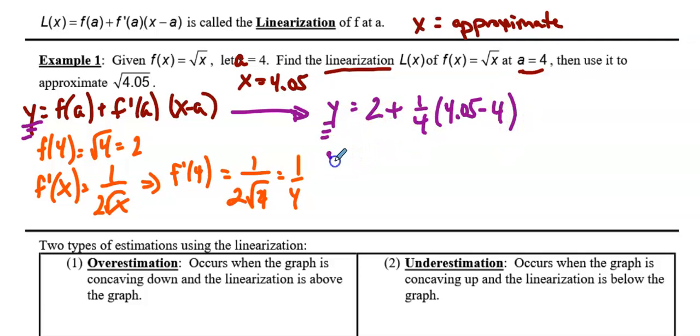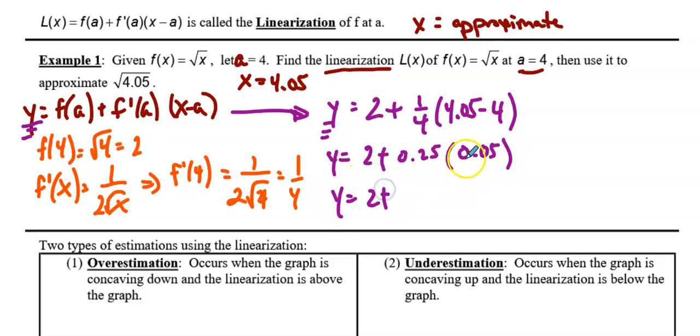Okay, so we're going to start simplifying this down a little bit more. We're going to get y equals 2 plus, I'm going to go ahead and write this as 0.25. You'll see in a second why. And then 4.05 minus 4 is going to be 0.05. Now, we can do this mental math in our head. We may not like it, but we can do it. We have 25 times 5 is really what this is. So 25 times 5 is 125. But we have 2 decimal places here and 2 decimal places that we have here. So we have 4 decimal places that we have to deal with. So there's our 4 decimal places. So 0.0125. And then all we have to do is now just add them up, and we get our answer.